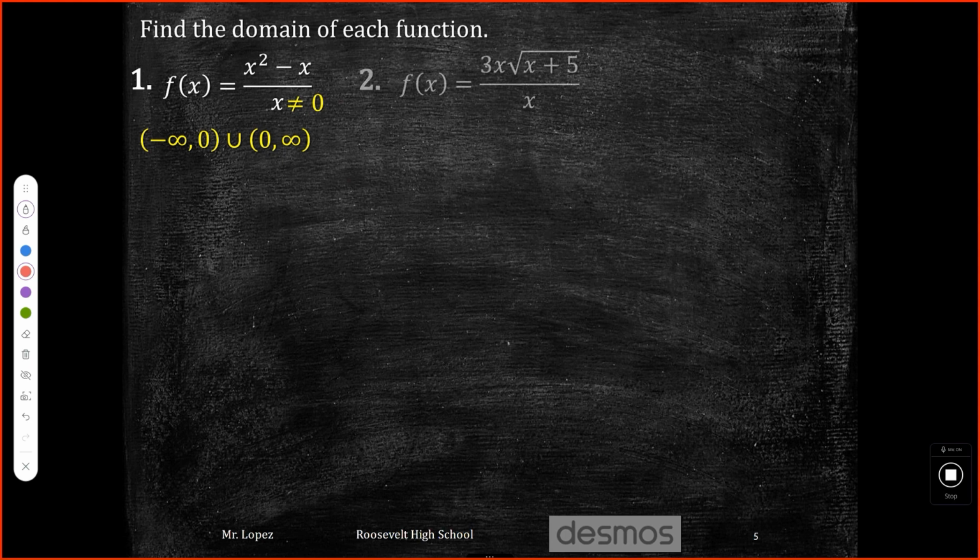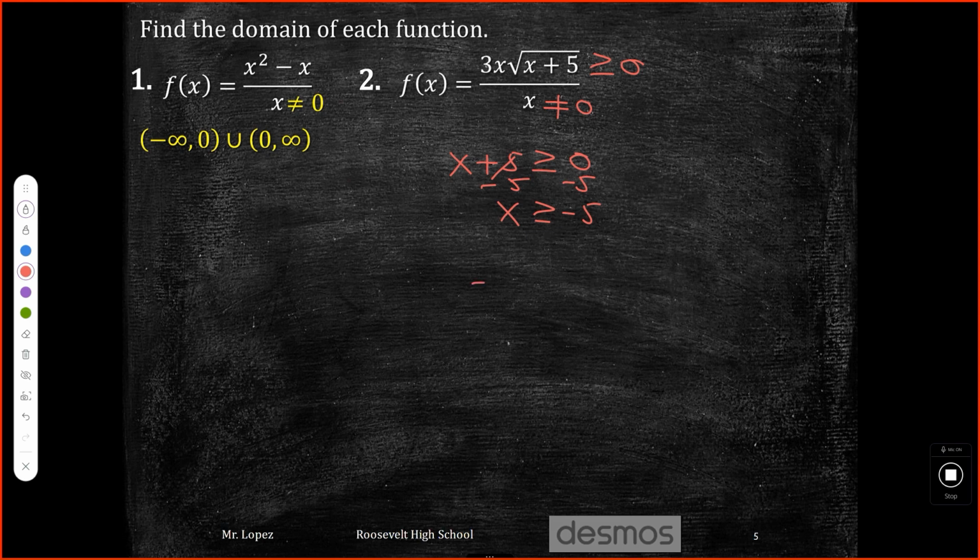Let's move on to the next one. In number 2, we got 2 problems. The bottom, x cannot equal 0. That's a problem. And on top, x plus 5 has to be greater than or equal to 0. So minus 5, we got x has to be greater than or equal to negative 5.